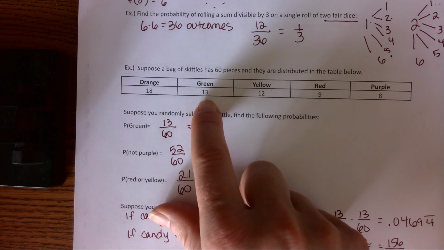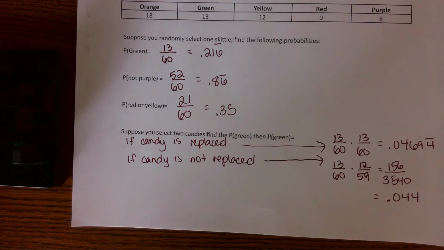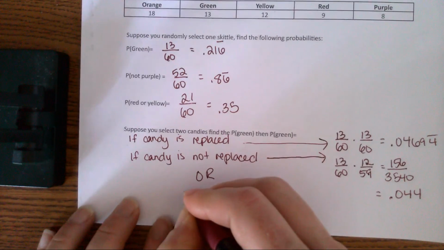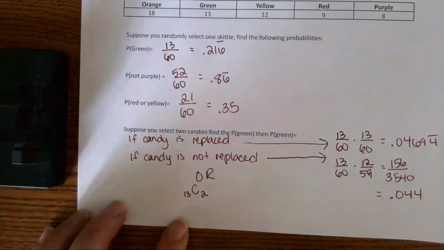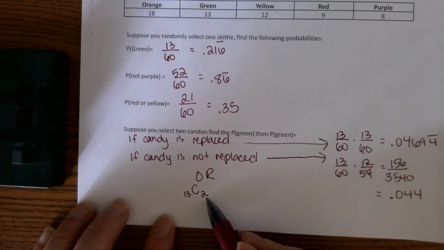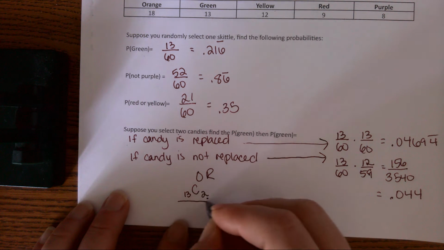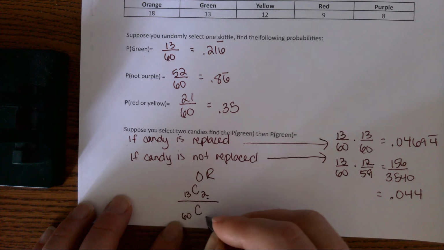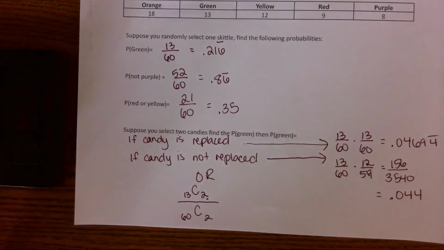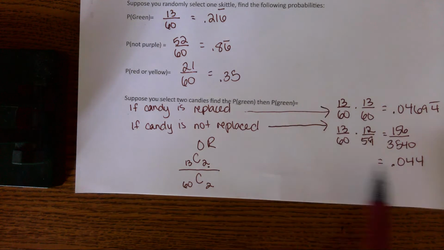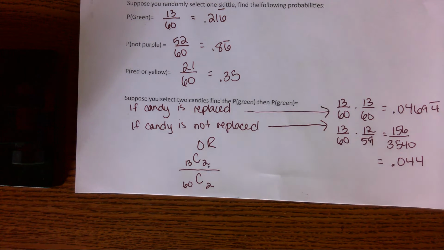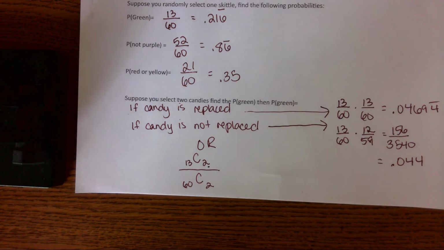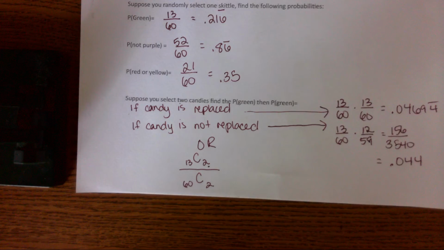13C2. You can show us. Thanks. If you want to ignore me. No, I will listen. 13C2, because there's 13 green candies and you're choosing 2. And on the bottom, there's 60, out of all the ways you can choose 2 would be out of 60C2. Would you confirm for me that you would get 0.044? Yep. Okay.